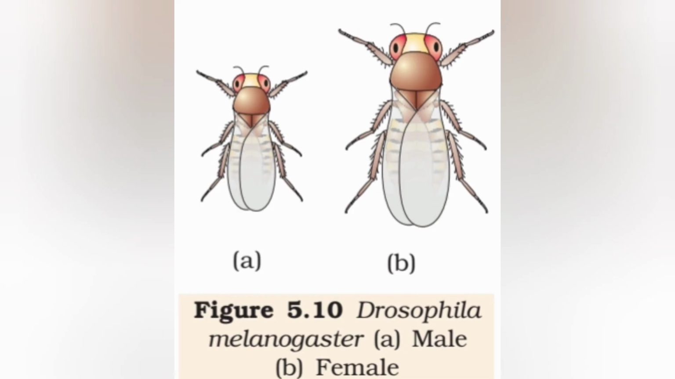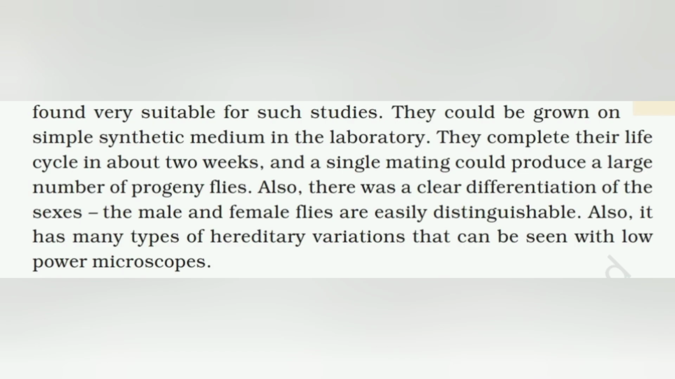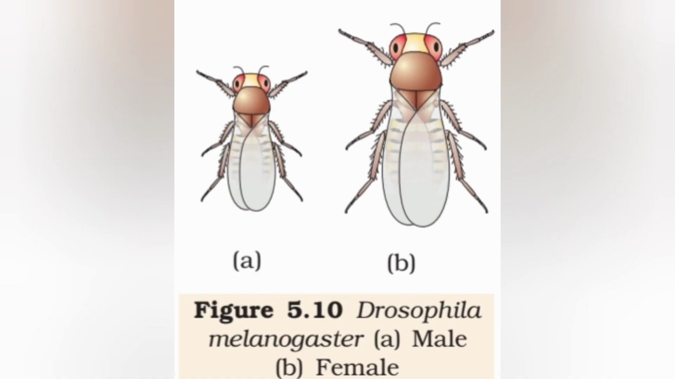Morgan worked with the tiny fruit flies Drosophila melanogaster, which were found very suitable for such studies. They could be grown on simple synthetic medium in the laboratory. They complete their life cycle within about 2 weeks, and a single mating could produce a large number of progeny flies. Also, there was a clear differentiation of the sexes. The male and the female flies are easily distinguishable. Also, it has many types of hereditary variation that can be seen with low power microscopes.